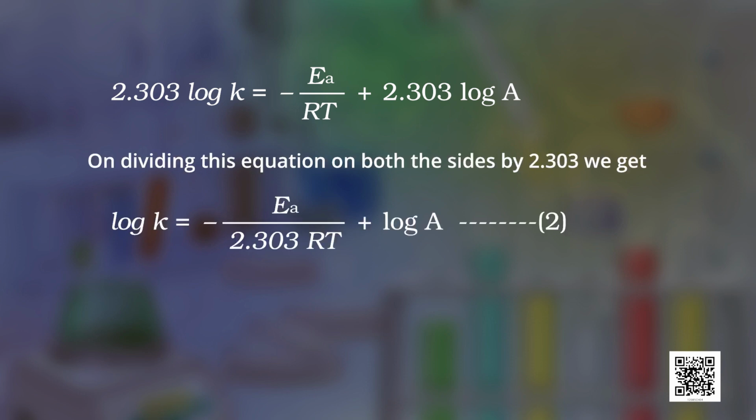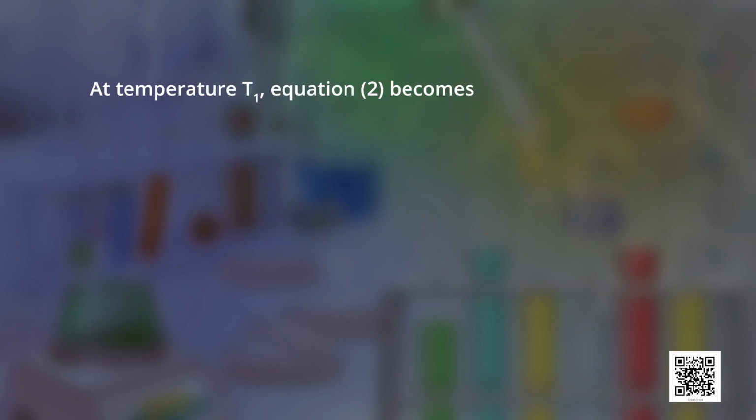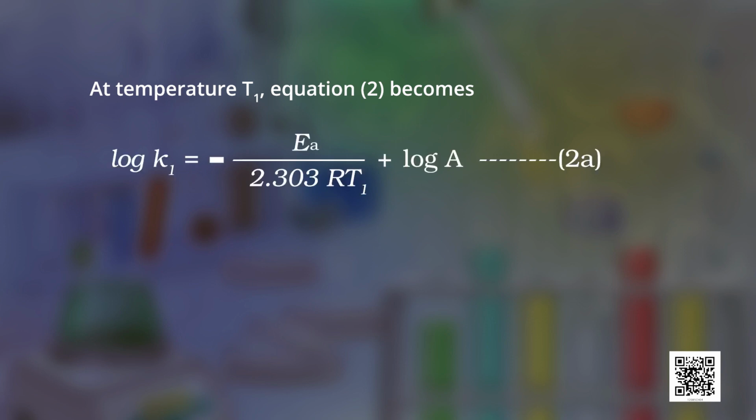On dividing this equation on both sides by 2.303, we get log K equals minus EA upon 2.303 multiplied by R multiplied by T plus log A to the base 10. Let this be equation 2. At temperature T1, equation 2 becomes log K1 to the base 10 equals minus EA upon 2.303 multiplied by R multiplied by T1 plus log A to the base 10.